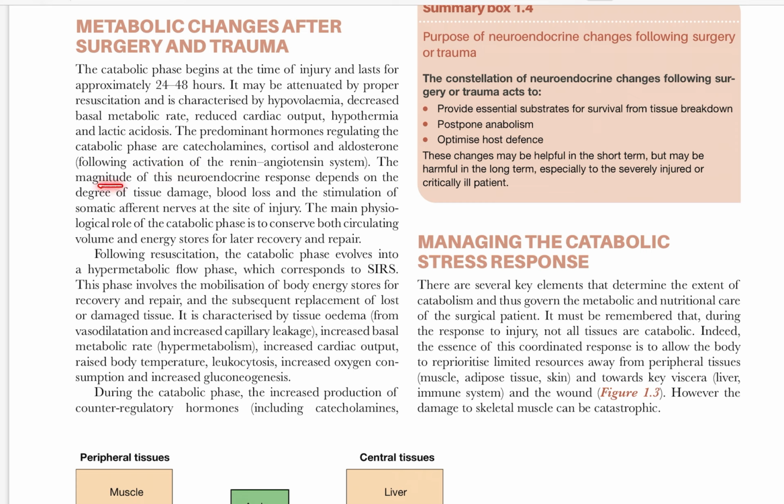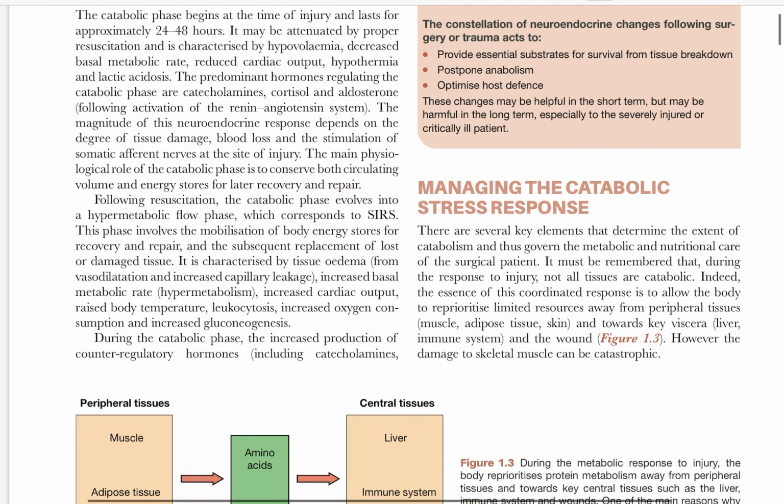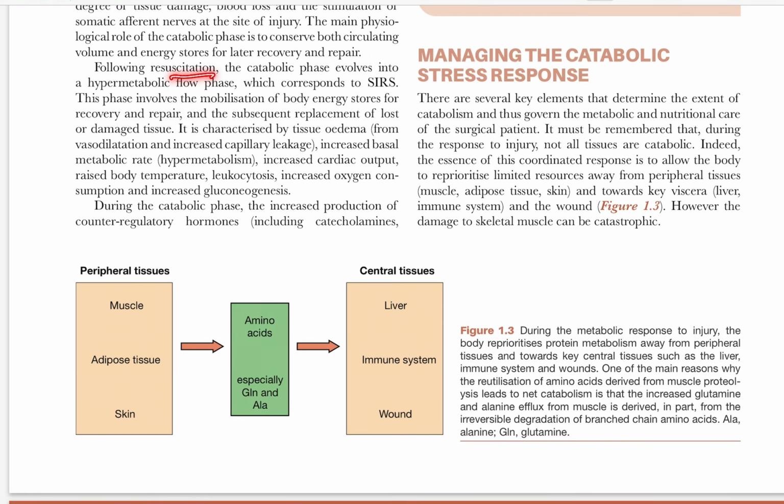The magnitude of this neuroendocrine response depends on the degree of tissue damage, blood loss, and the stimulation of somatic afferent nerves at the site of injury. The main physiological role of the catabolic phase is to conserve both circulating volume and energy stores for later recovery and repair. Following resuscitation, the catabolic phase involves the hypermetabolic flow phase, which corresponds to SIRS.